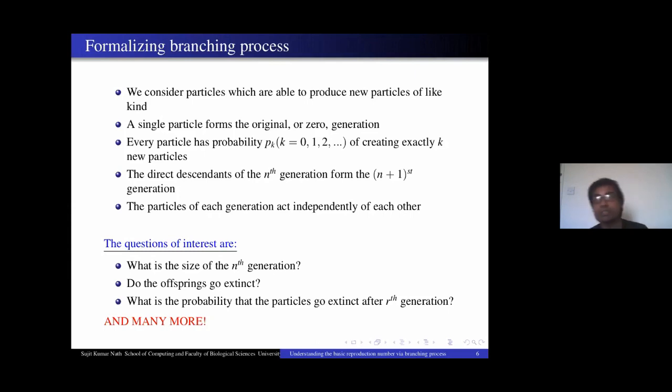and what is the probability that particles go extinct after a finite number of generations, like suppose in the 10th generation the particles will go extinct. And there are many more fabulous interesting questions, but these 3 questions are what we typically ask in branching process. So this is the mathematical definition of branching process.